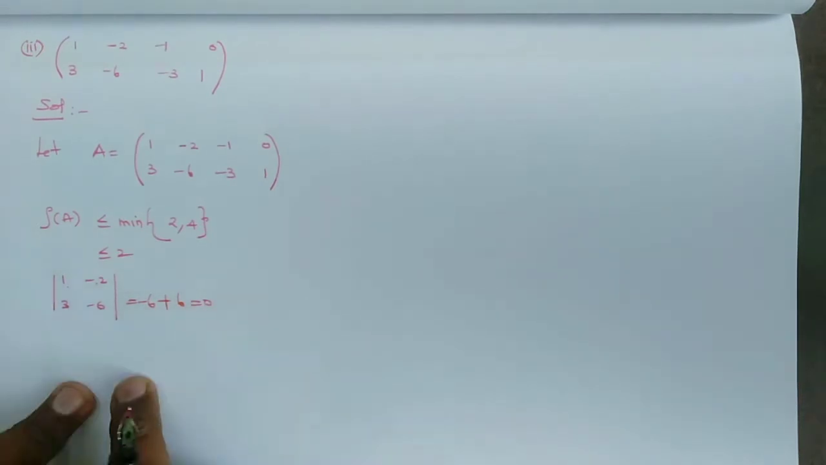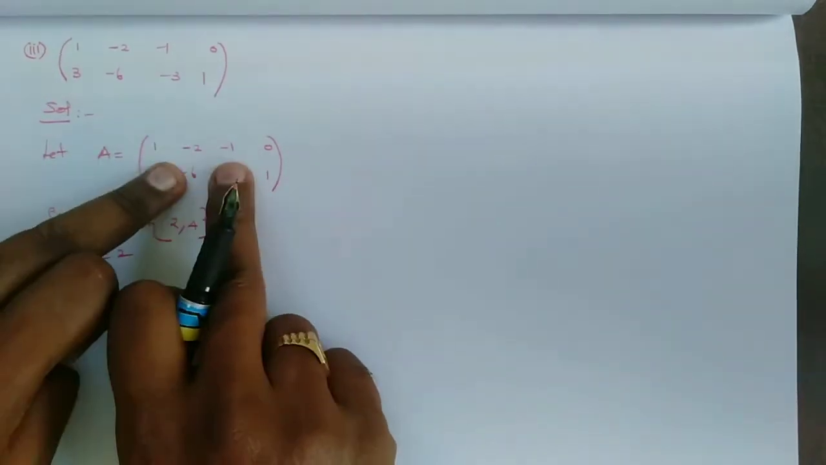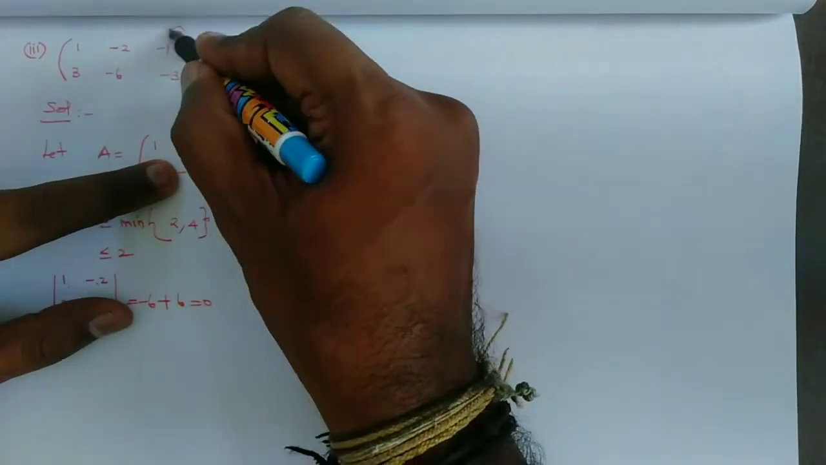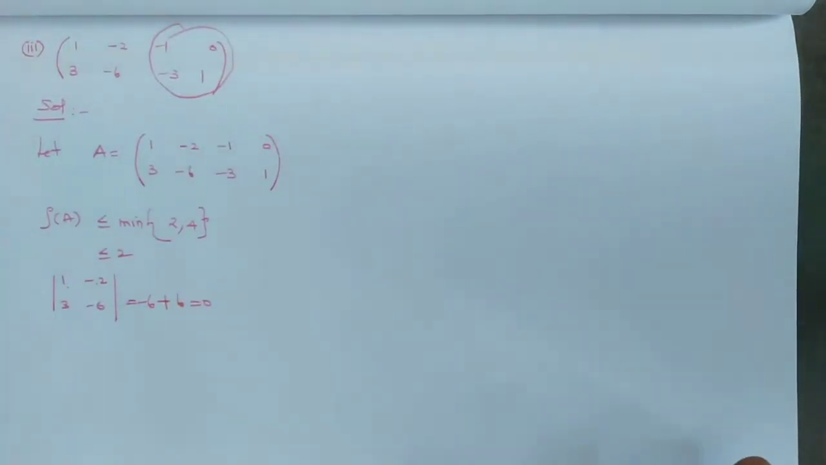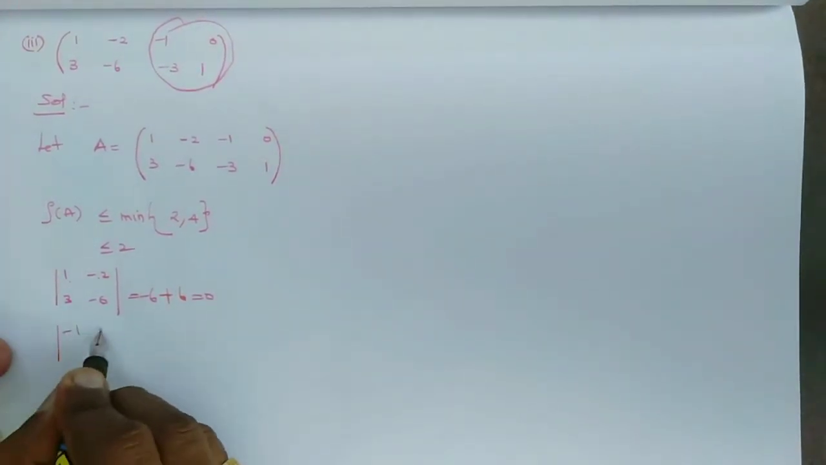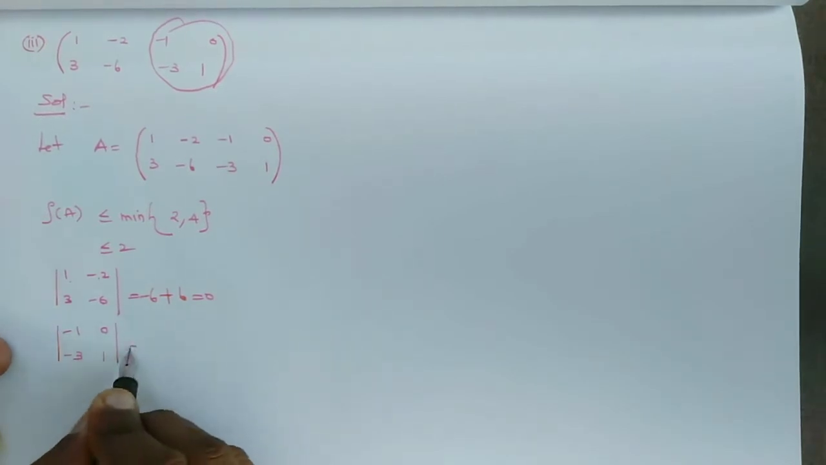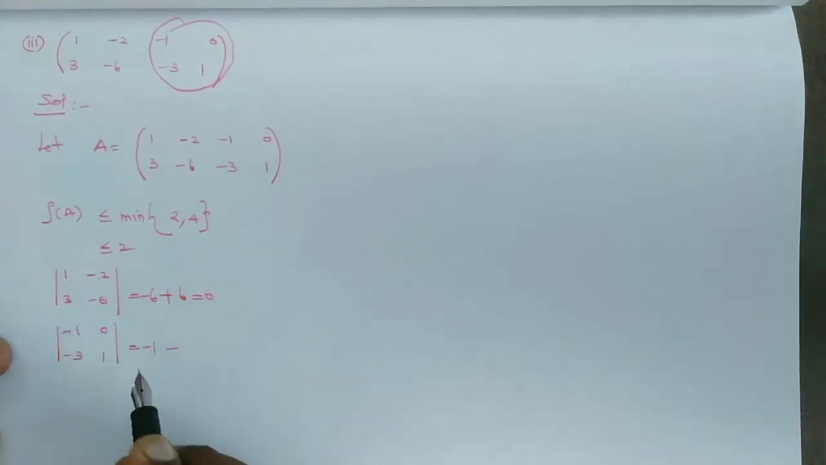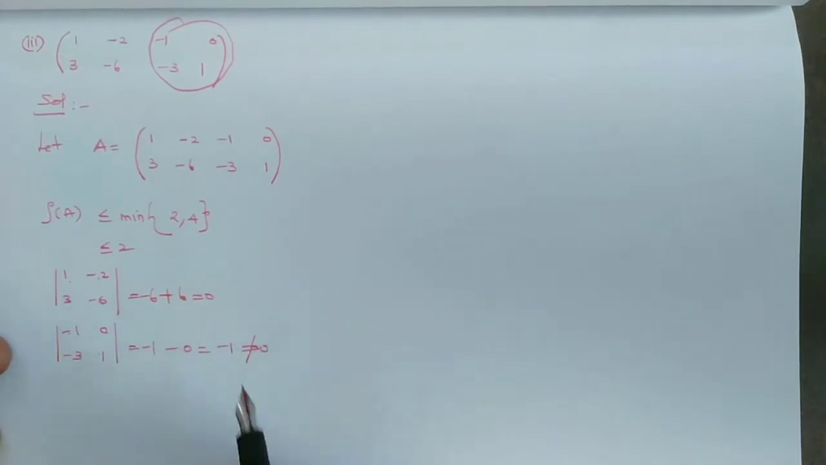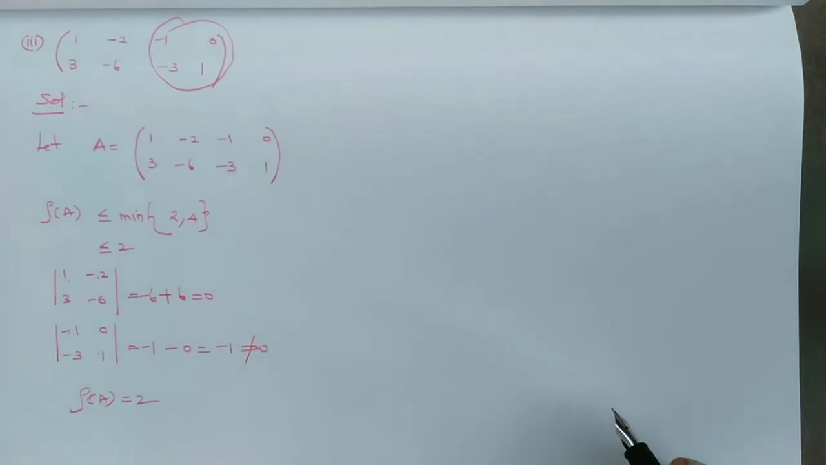Once it is equal to 0, I should not write rank of A equal to 1. I want to choose another determinant which is not equal to 0. So I can write minus 1, 0, minus 3, 1, always put minus: minus 1 into 1, minus 3 into 0 is 0. So minus 1, which is not equal to 0. So we have got not equal to 0. We can close our ranks and write rank of A is equal to 2.